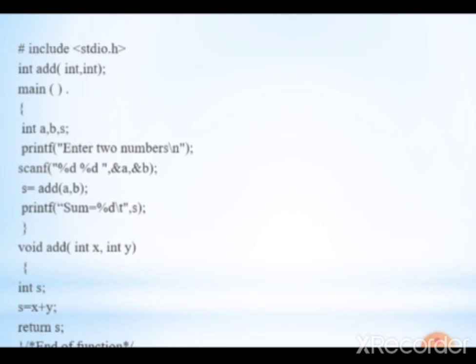So make a correction here in the function definition. It is a typing mistake. It is int. So function declaration: int add(int, int). Then you are passing two values. s is equal to add(a, b). So s takes the return value. The return value is assigned to s, and that s is printed here.